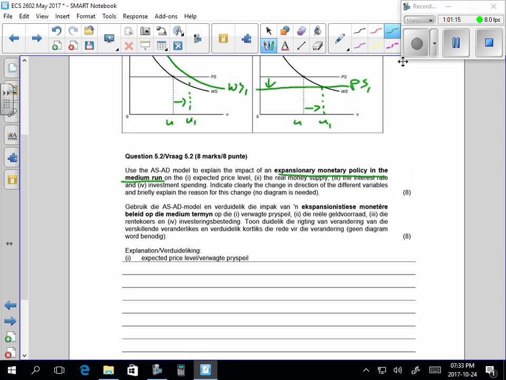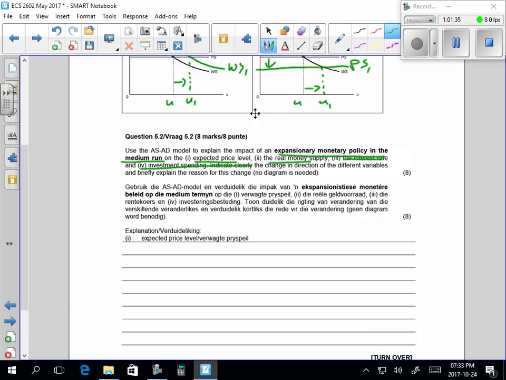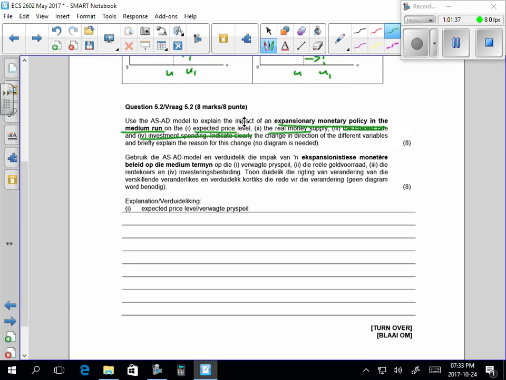So essentially, that's what this question is asking you to show, the effect of the decrease in supply to return the economy back to the natural rate of output and income. On the expected price level, real money supply, interest rates, investment spending. Indicate clearly the change in the direction of the different variables and briefly explain the reason for this change. No diagram needed.